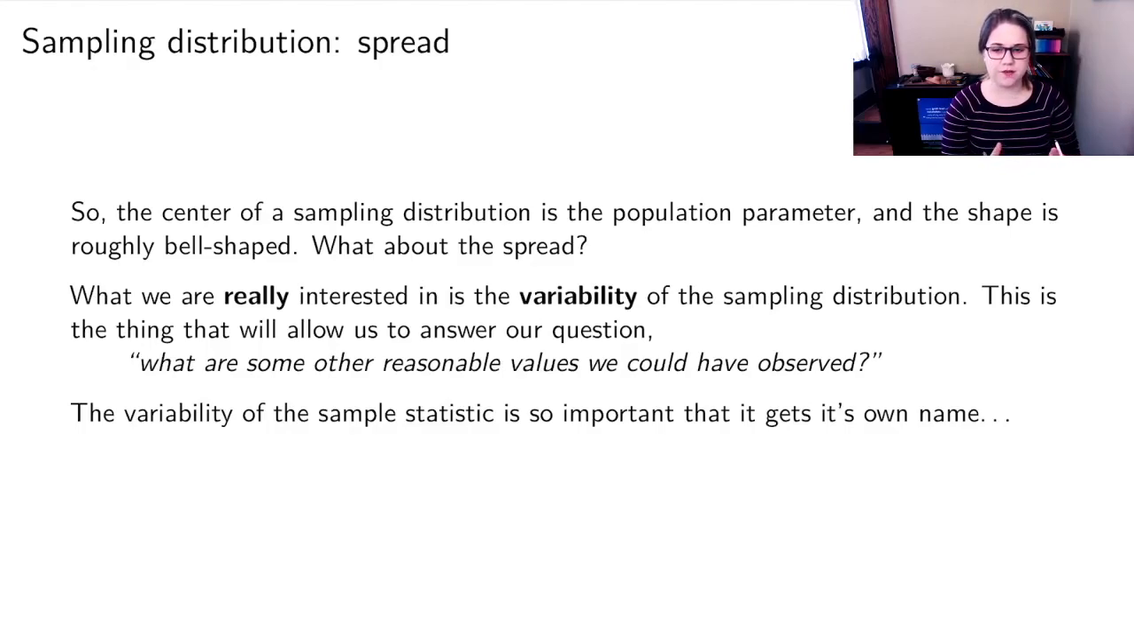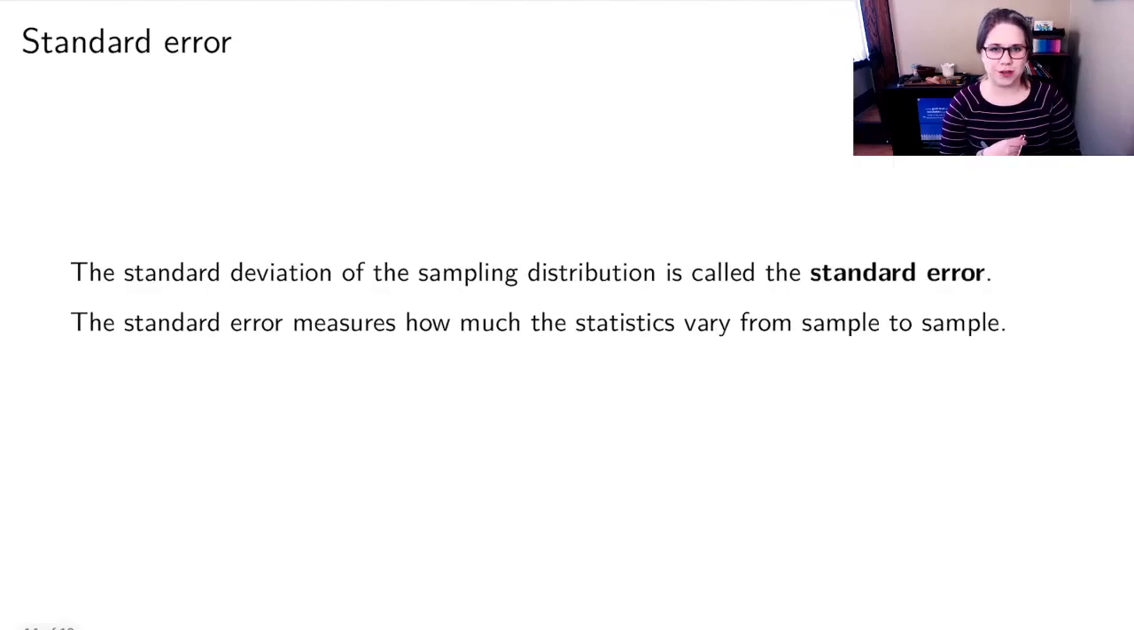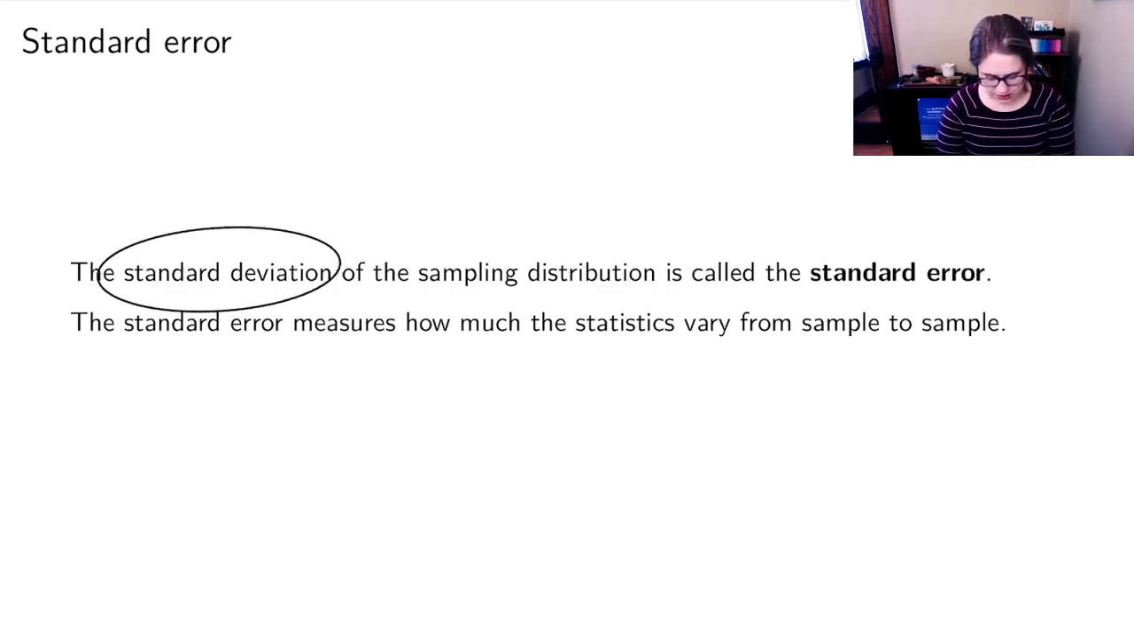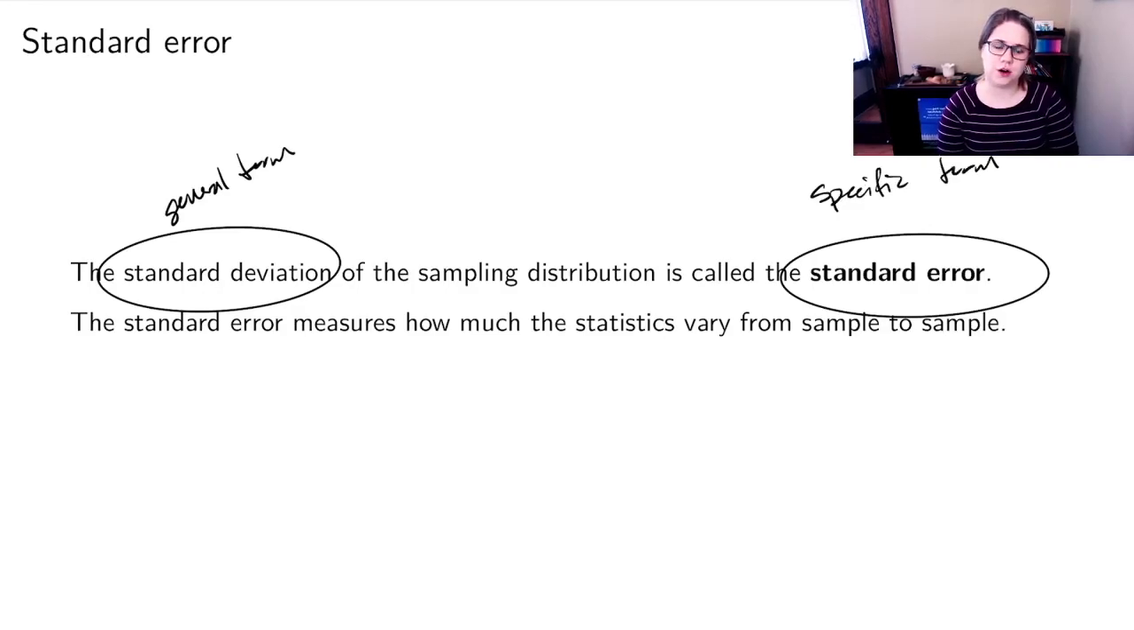So the variability of the sample statistic is so important that we've given it its own name. And this is another one of those cases where statisticians should not be allowed to name things. What they have named the standard deviation of the sampling distribution is the standard error. So the standard deviation is a general term, but if you take the standard deviation of a sampling distribution, it gets called this specific term, the standard error.